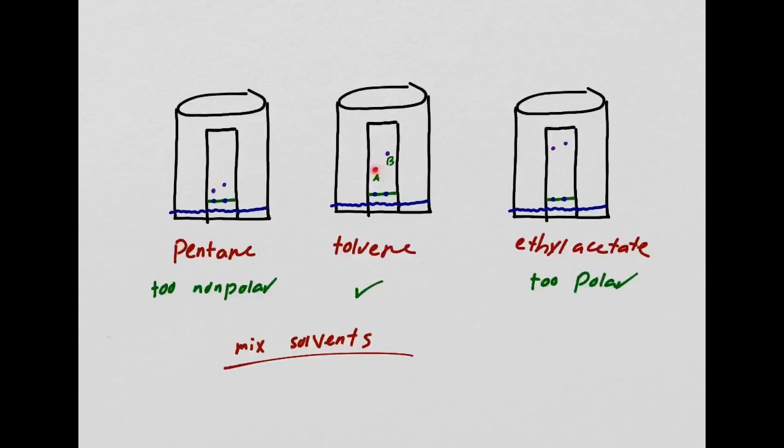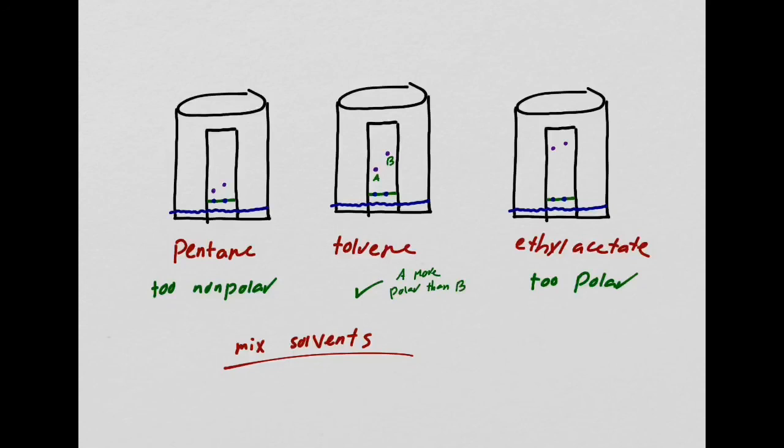When you have a polar compound, it has a smaller RF value than a non-polar compound, because the polar compound sticks to the TLC plate, so it's not going to move up as quick. So in this case, A is going to be more polar than B.